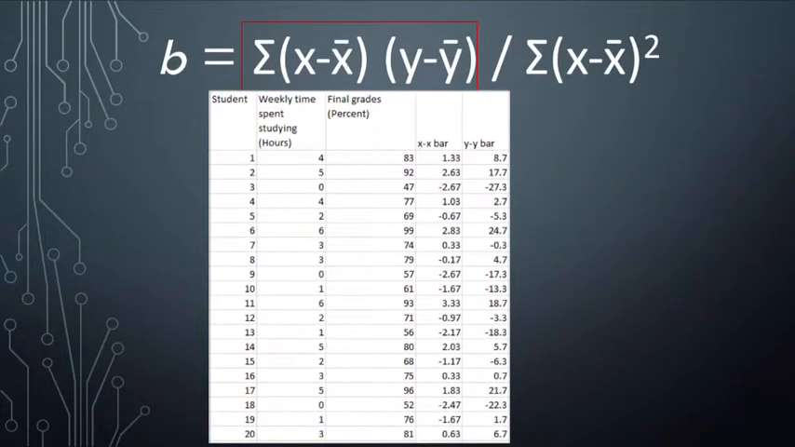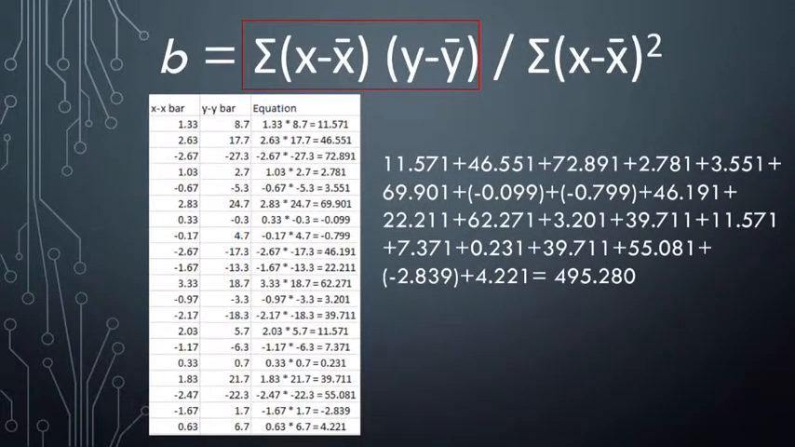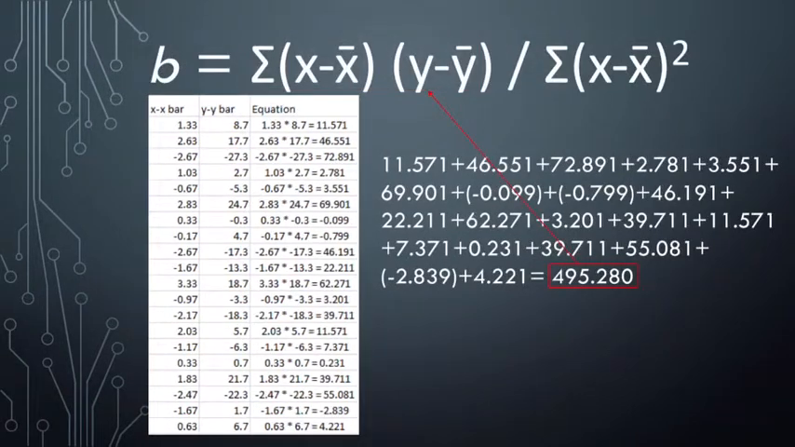We continue with this equation by multiplying across the values for x minus x bar times y minus y bar. For example, with student 1, we would multiply 1.33 times 8.7 to get 11.571. We continue with this for each student and then sum the value. Here we get 495.280. Now that we have this value, we can put it in for the sum of x minus x bar times y minus y bar.